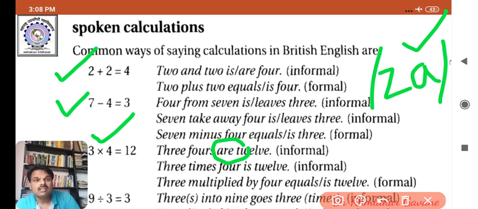Za means 3 fours are 12. 3 times 4 is 12. This is another way of saying the same thing. And in formal English, you can say 3 multiplied by 4 equals 12. Or you can say 3 multiplied by 4 is 12.